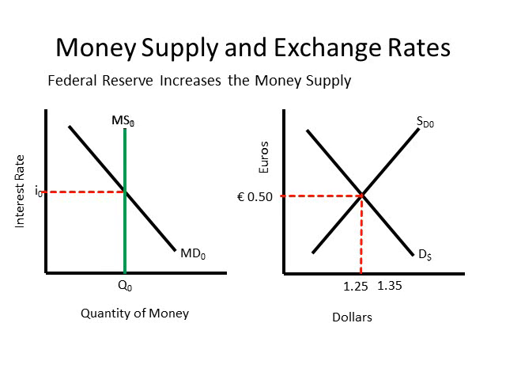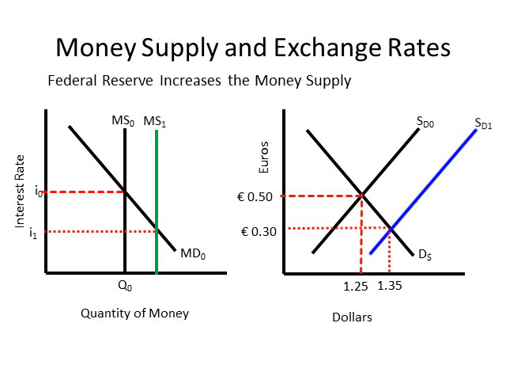The Federal Reserve increases the amount of money. This causes the supply of dollars in the foreign exchange market to shift to the right. This will cause the interest rates to decrease and will cause a depreciation in the US dollar.